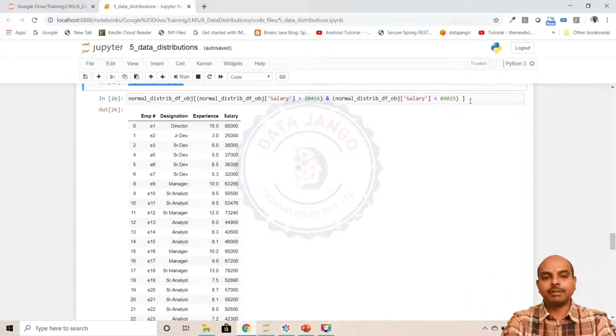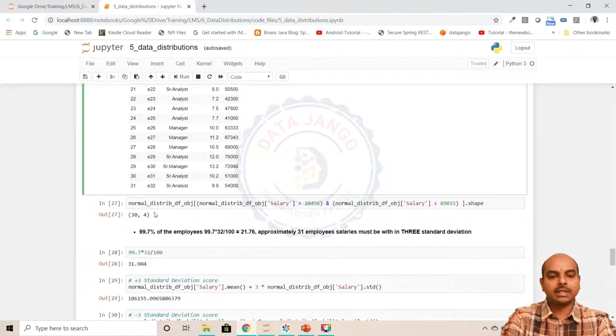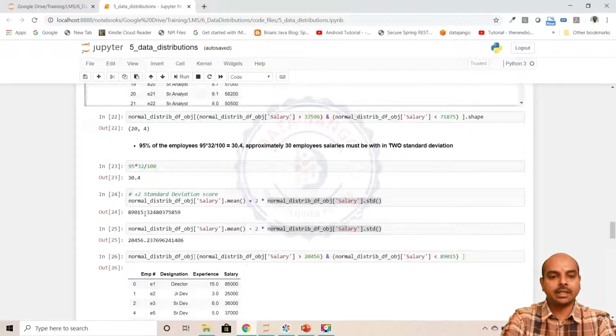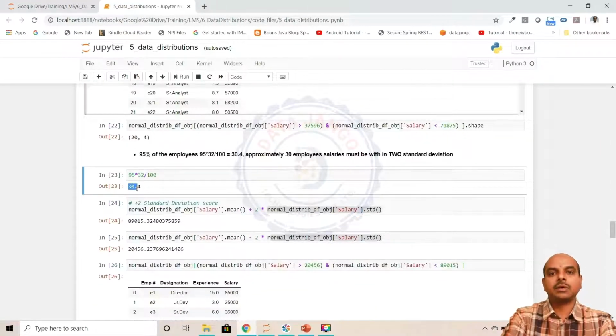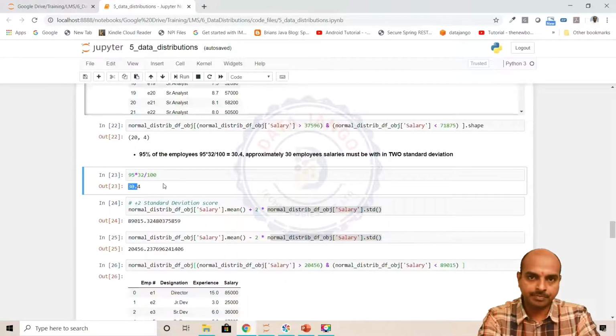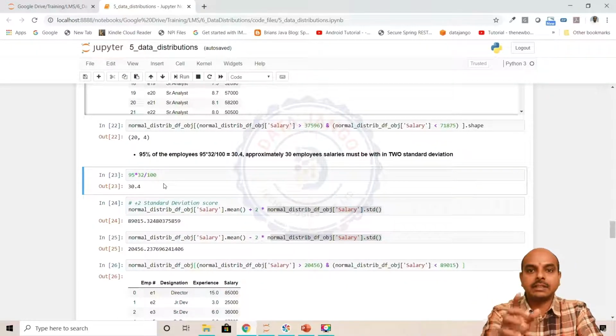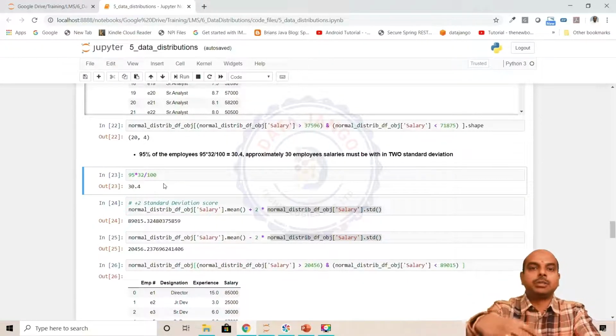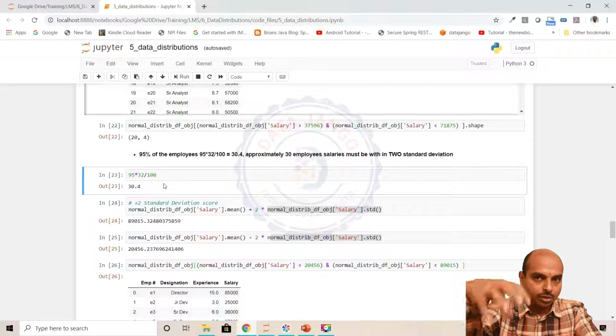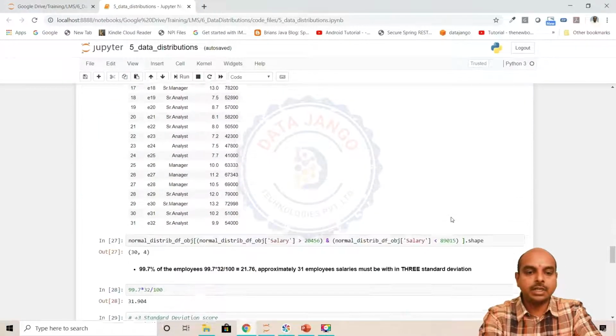I have filtered it, and there are exactly 30 people in the 95% range. So within 2 standard deviations, 95% of the salaries of the people are there. So the normal distribution is holding true. Whatever rules are specified are holding true.